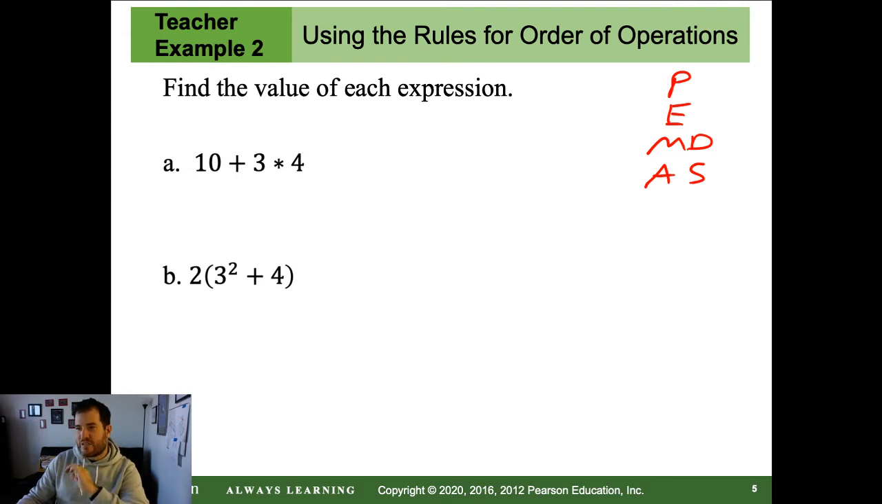So if I have 10 plus 3 times 4, if I go over to my PEMDAS over here, look at my P, I don't have any parentheses, I don't have any exponents. So multiplication or division left to right, so I have a plus, and then I have a 3 times 4, so I'm going to do that first. So then I get 10 plus 3 times 4, which is 12.